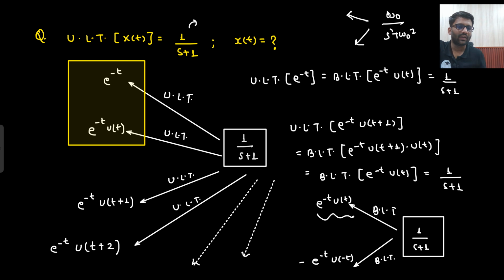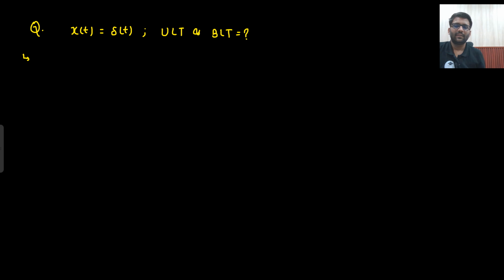sin omega naught t u(t) and simple sin omega naught t. So two signals will click: sin omega naught t and sin omega naught t u(t). Now someone will say that, sir, sin omega naught t u(t+1) is possible. Yes, it is possible, but only these two should click. Why I am saying so, you will understand that. Have some patience. Okay, you will surely understand that. So did you understand the point? A lot of signals are possible, but only these two we will consider.